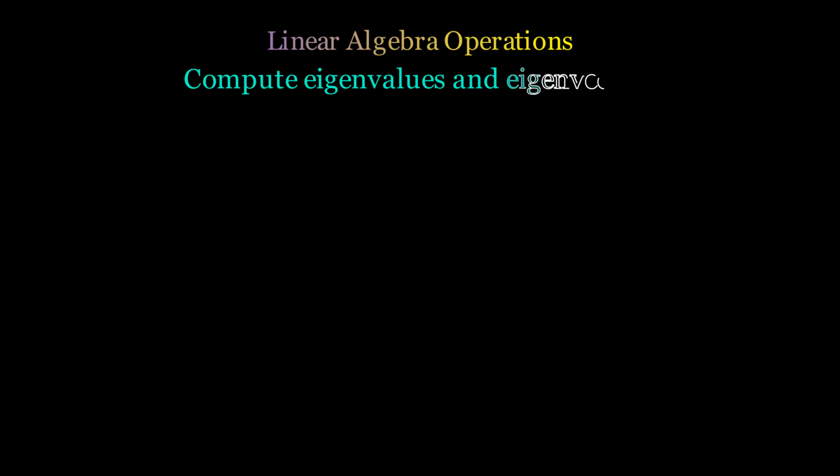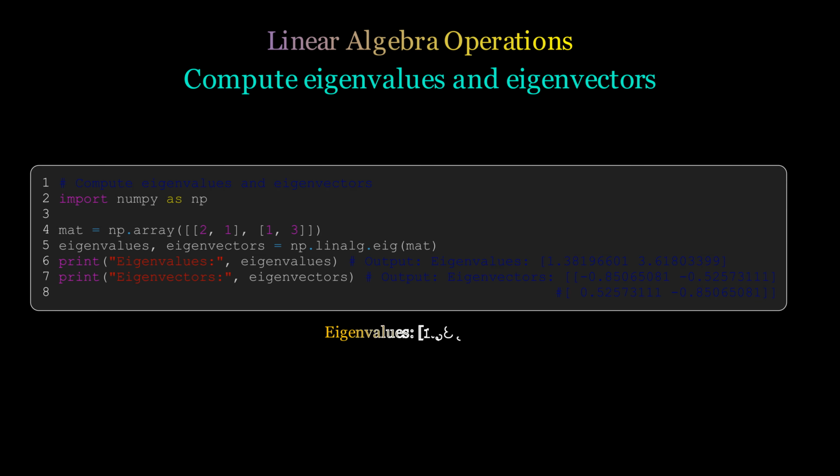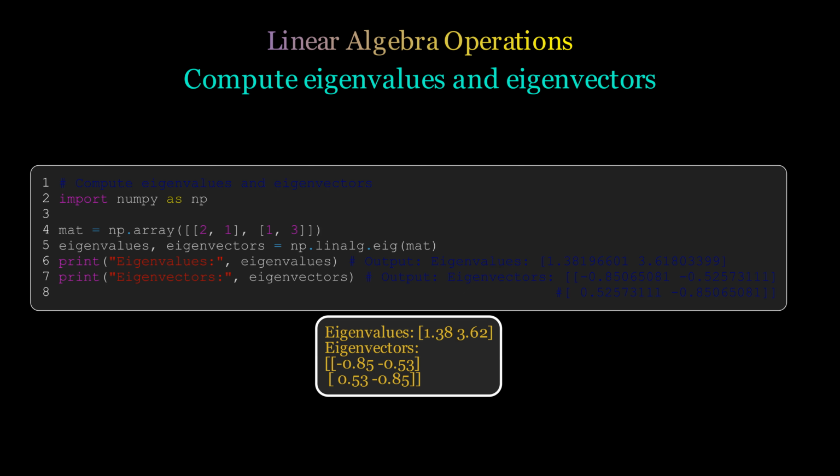Eigen decomposition reveals a matrix's fundamental properties. Eigenvalues represent scaling factors, while eigenvectors show the corresponding directions that remain unchanged under transformation. Our matrix has eigenvalues 1.38 and 3.62, with corresponding eigenvectors. This is crucial for principal component analysis and stability analysis.